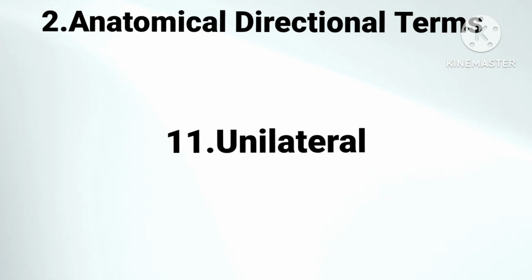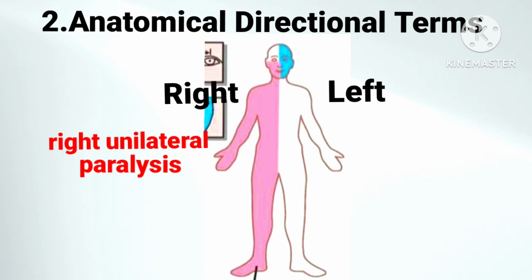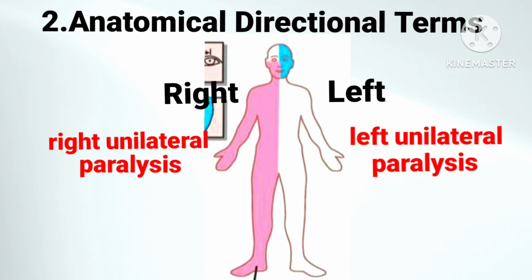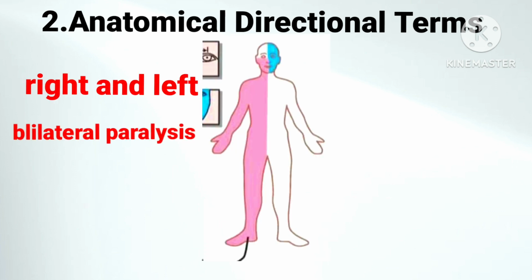Unilateral. Unilateral means one side of the body. For example, paralysis of the left side of the body only, or paralysis of the right side of the body only. Right unilateral paralysis or left unilateral paralysis. Bilateral means both sides of the body. This is when both right and left side are paralyzed, for example, so you can call it bilateral paralysis.